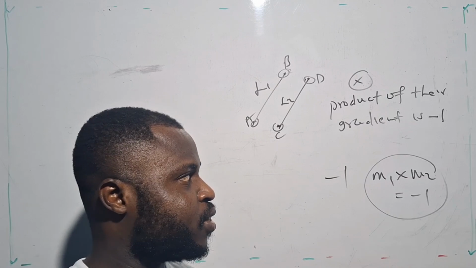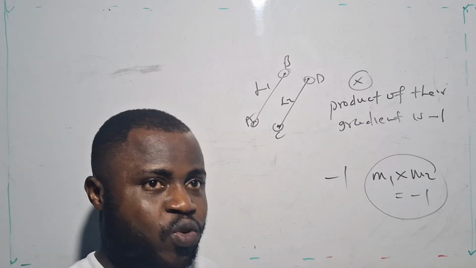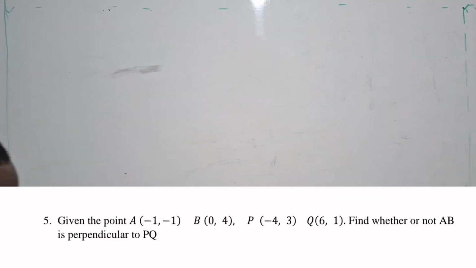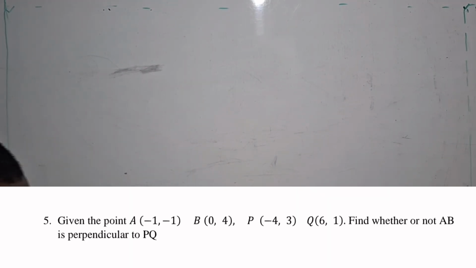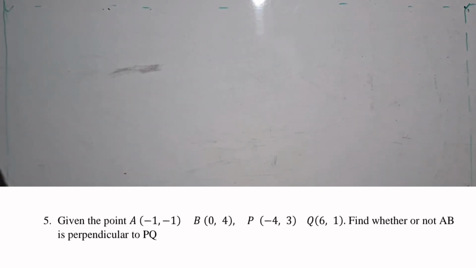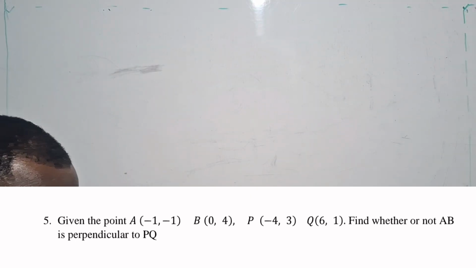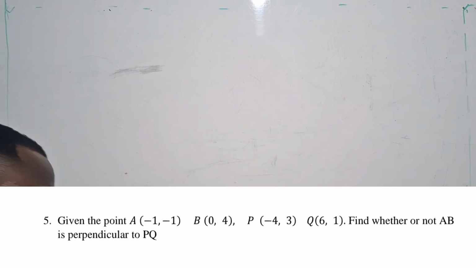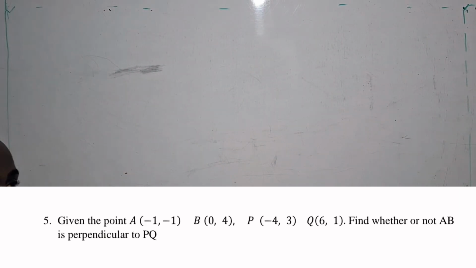As simple as that. So we are going to take a question to see how that -1 is calculated. The question is on the screen. Given the points A(-1, -1), B(0, 4), P(-4, 3), and Q(6, 1), find whether or not AB is perpendicular to PQ. Find whether or not. So they can be perpendicular or they cannot be perpendicular.